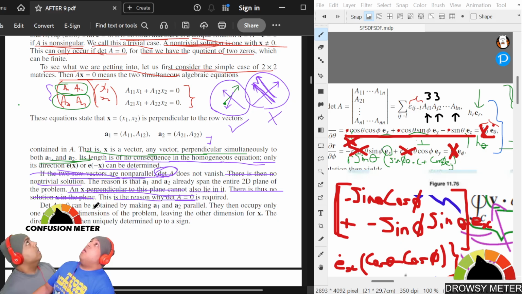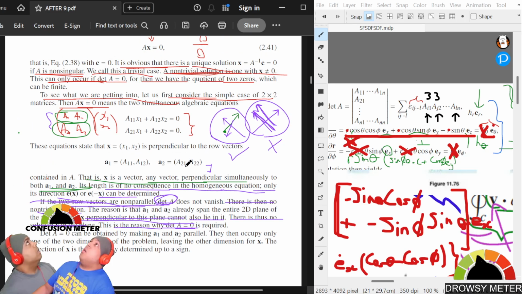Determinant A equals 0 can be obtained by making A1 and A2 parallel. I feel like they're saying the same thing over and over. Let me drink some water and then I'll reread this.